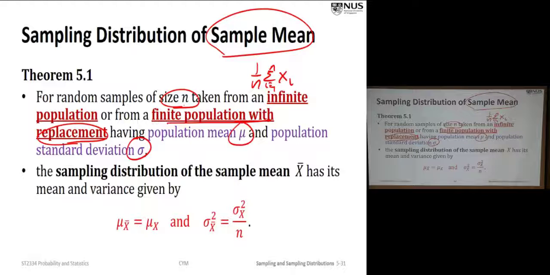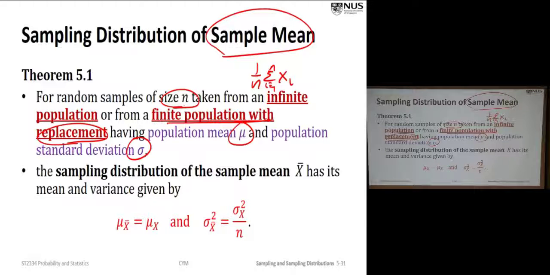Then the sampling distribution of the sample mean has an expectation the same as the expectation of x, and the variance of x bar is equal to the variance of x divided by n. I have not said anything about how to describe the distribution. I only give you two pieces of information: one is the expectation of x bar, and the other is the variance of x bar. I did not say x bar follows an exponential distribution, or a chi-square distribution, or a normal distribution. I did not say that up to this point.